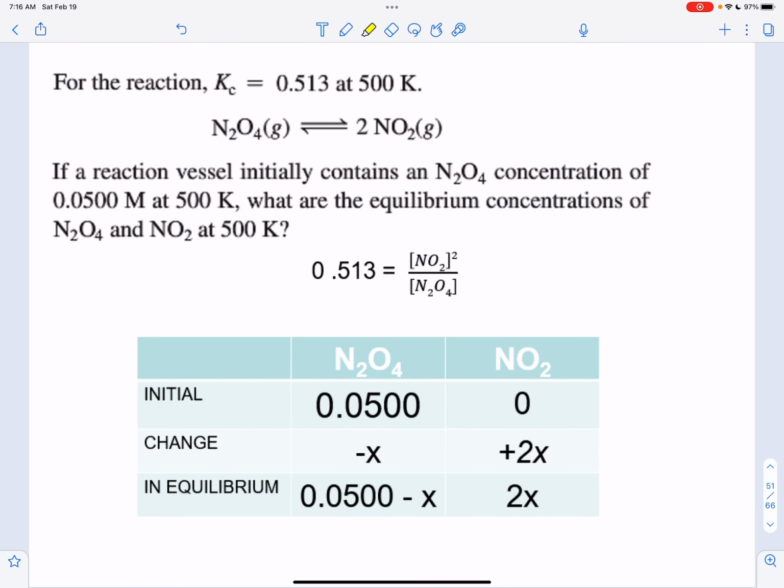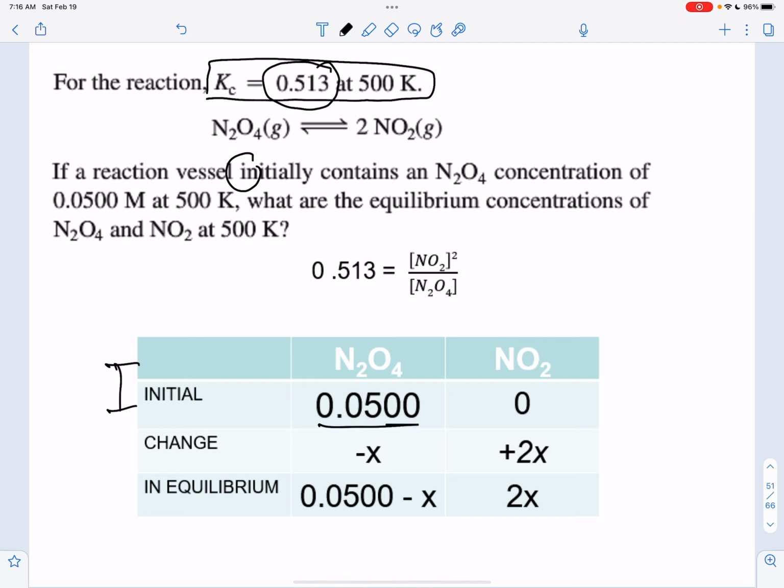Another problem. For the reaction with an equilibrium constant of 0.513, so this one is less than 1, so this reaction doesn't produce too much product. This is going to favor the reactants. Less than 1 means the denominator on the expression is the biggest one, which is the reactants. If the reaction vessel initially, so we're doing the ICE, contains N2O4 concentration of 0.004 molar at 500, so that's what we have initially.